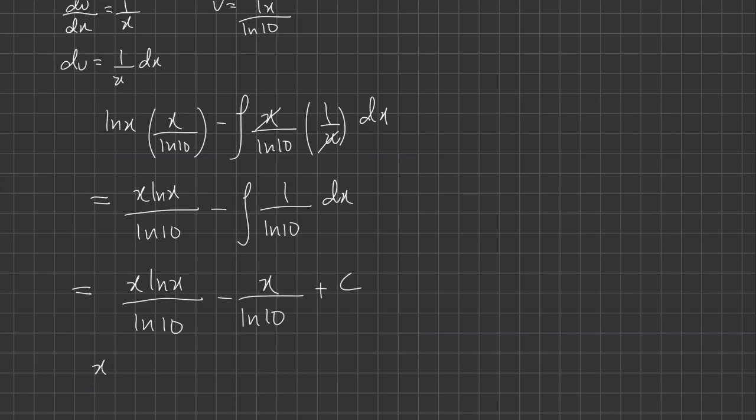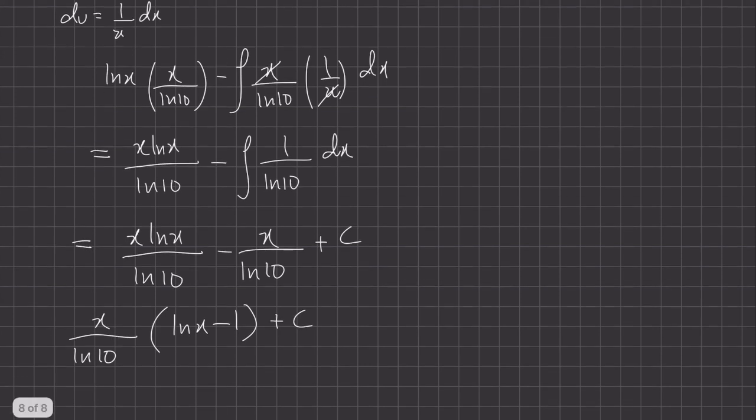We can take x over ln 10 common, and inside the brackets are left with ln x minus 1, and plus c. This is our final answer.